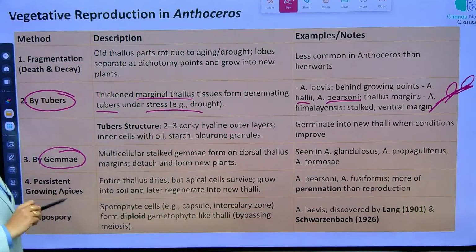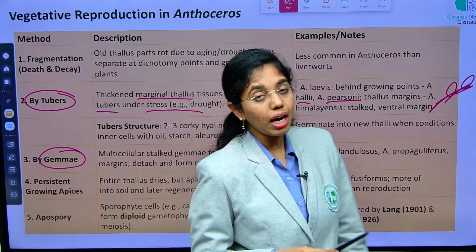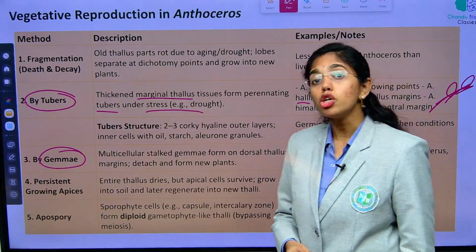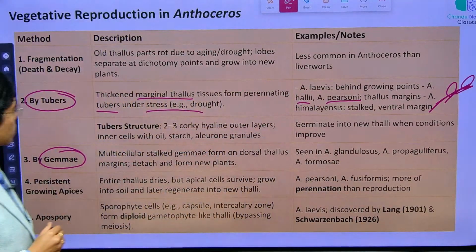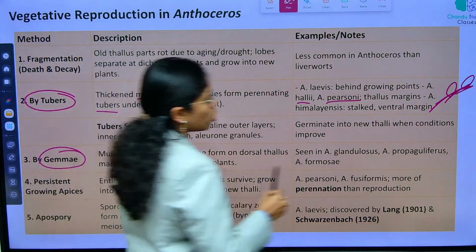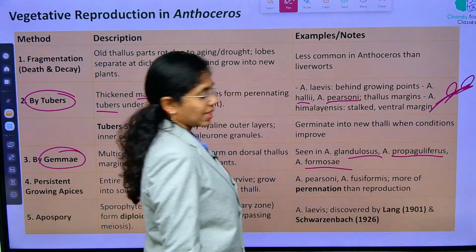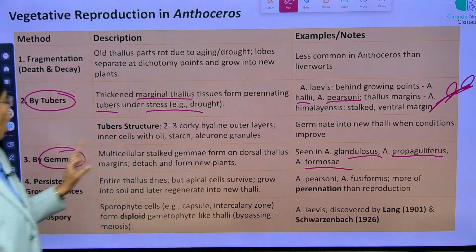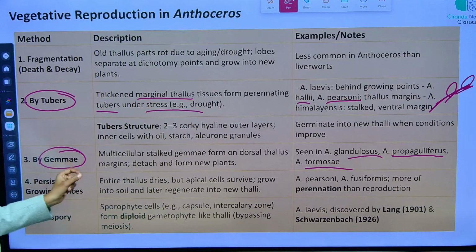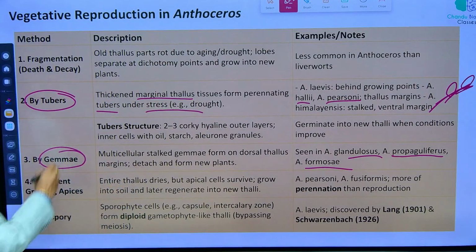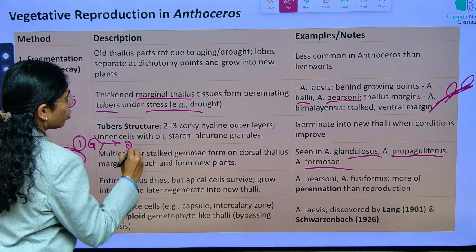Gemma is the most common mode of vegetative reproduction in Marchantia, but you can also see this in a few species of Anthoceros. Very important, remember those 3 species: Anthoceros glandulosus, Anthoceros propaguliferus and Anthoceros formosae. These are the 3 species of Anthoceros in which gemma will perform the vegetative reproduction, wherein a single gemma will give rise to 2 new thalli.